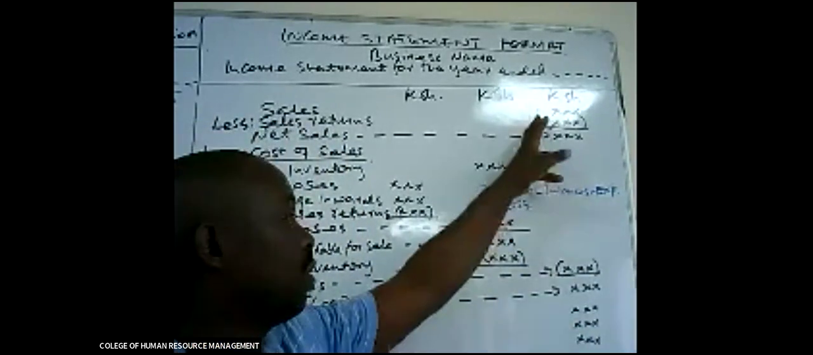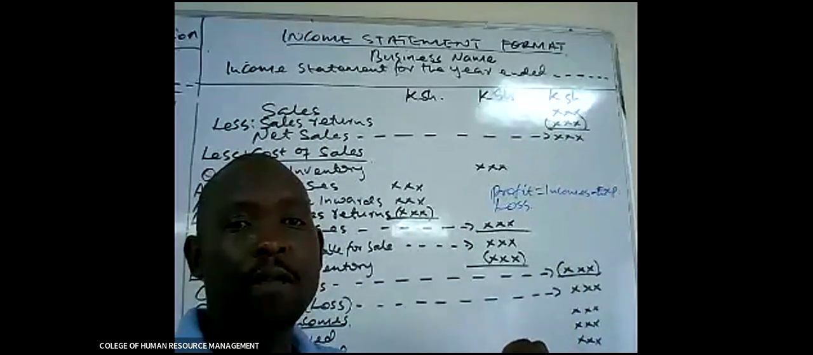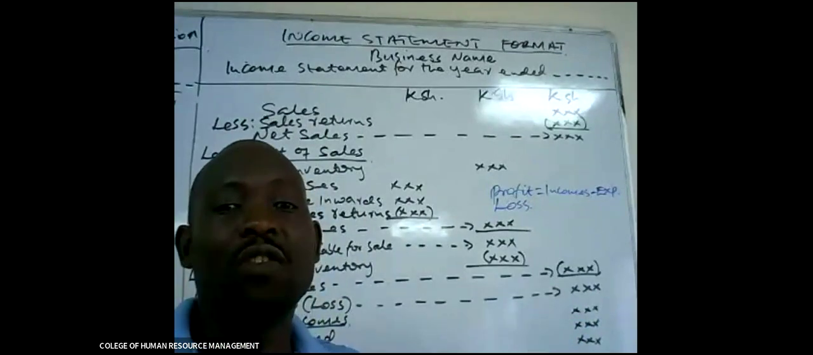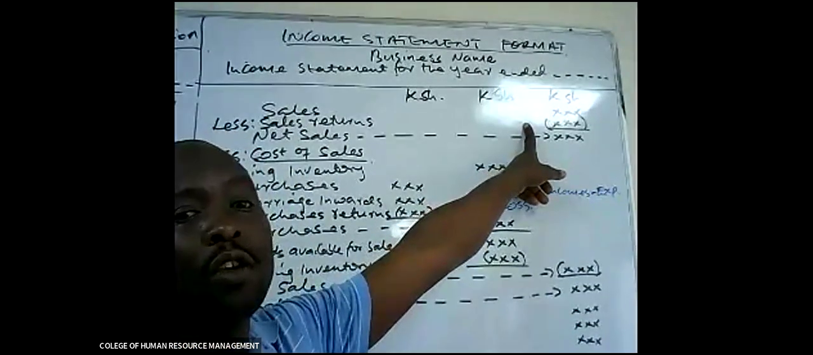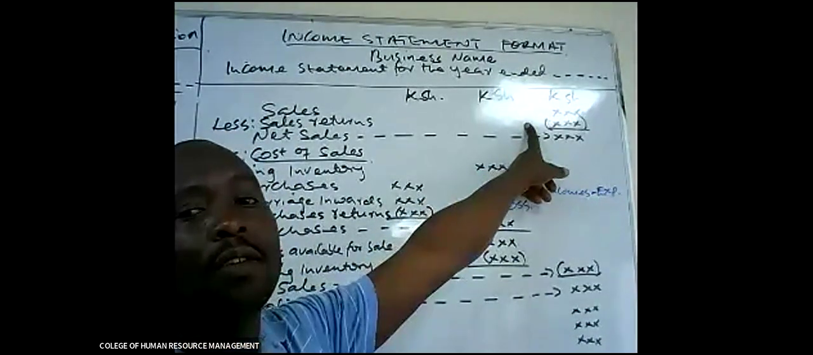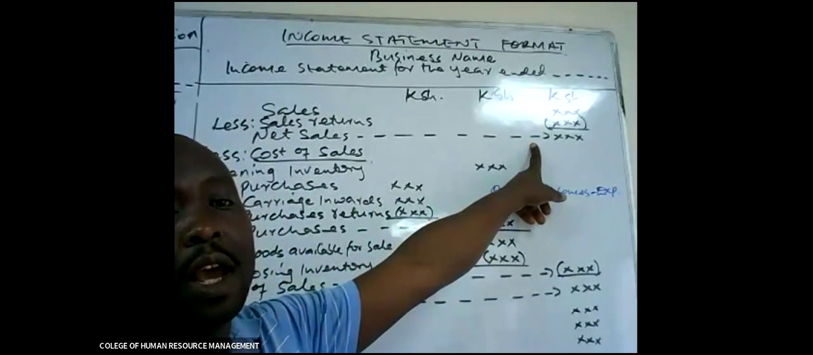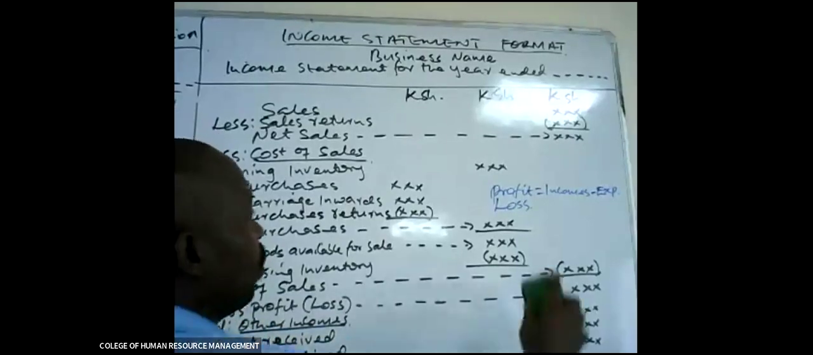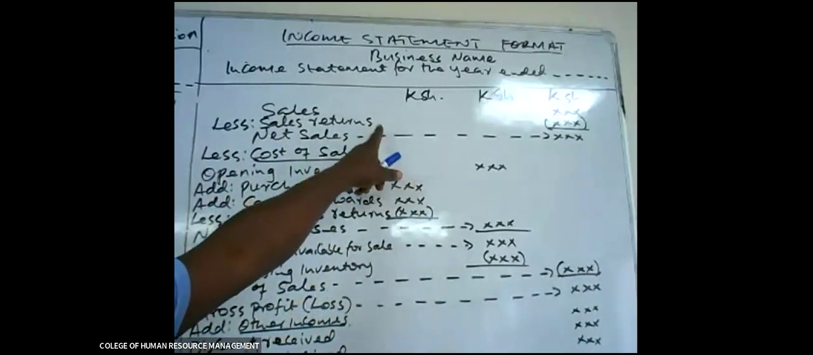So from sales, once you have captured the figure for sales, you have a responsibility of confirming whether in that question there were sales returns, because that is the only point you can treat it. If you forget to deduct the sales returns, obviously your net sales will not be correct, and the error will be carried forward until the end. So from sales, deduct sales returns so that you can get the figure for the net sales.